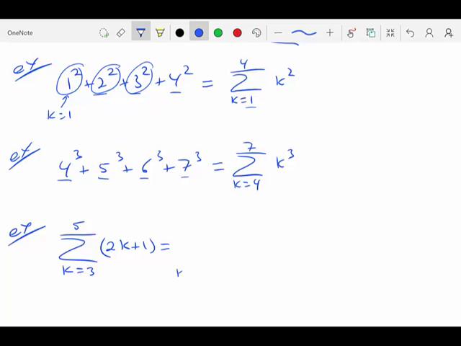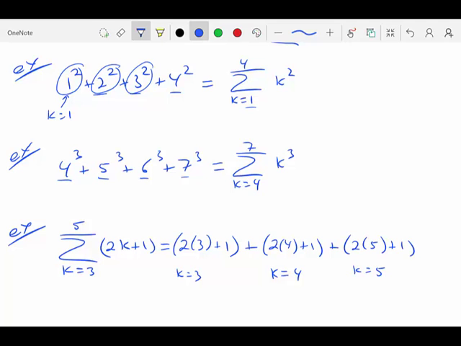I start by letting k be the first value, k equals 3, and then I'll evaluate this sum. That would be 2 times 3 plus 1. Then I would add to that, let the index go up by 1. So this would be k is equal to 4, and so that would be 2 times 4 plus 1. And then I let k equal 5, and that gives me 2 times 5 plus 1.